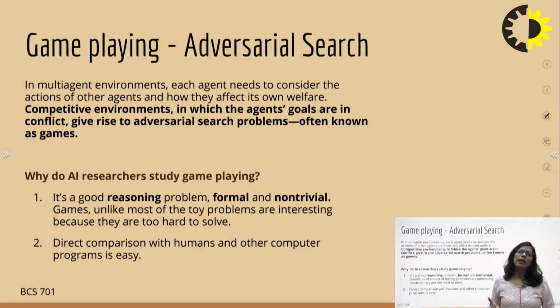It is quite interesting that AI researchers are so interested in making agents which can play these games. The reasons are very simple. These games are very good reasoning problems. They are formal: they have a set of rules that we follow to win the game. Also, they are non-trivial. We have to use our mind and different reasoning techniques so as to win the game. Also, it is a direct comparison. We can compare our programs, our agents, with humans by letting them play against humans, for example in games like chess and Go.